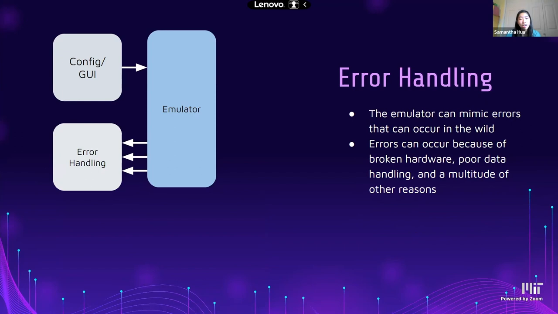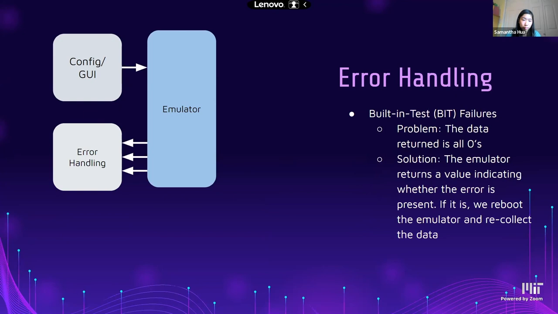Next, we'll talk about error handling. The emulator we worked with has the capability to mimic errors that can occur in the wild. Errors can occur for a multitude of reasons, such as broken hardware and poor data handling. When creating our program, we had these errors in mind so that we could create an adaptable program that would work regardless of these errors.